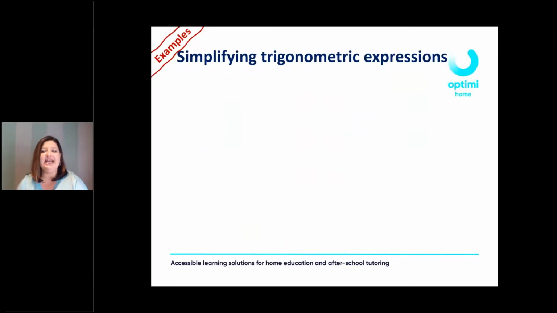Right, so let's look at an example or two of simplification of these trigonometric expressions. And before I carry on, let me just see those hands again. Everyone can hear me. Everyone is on track.